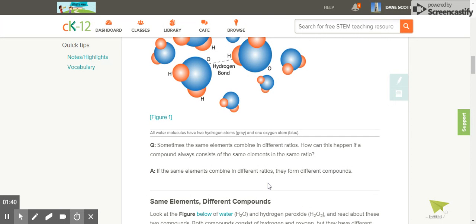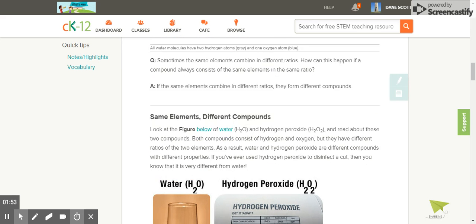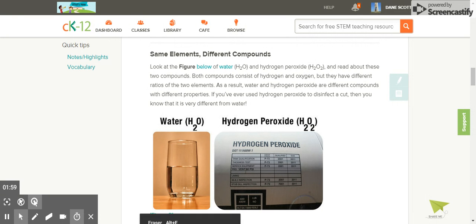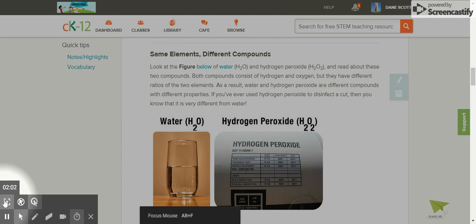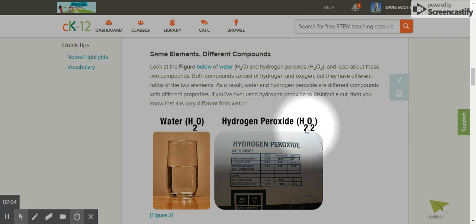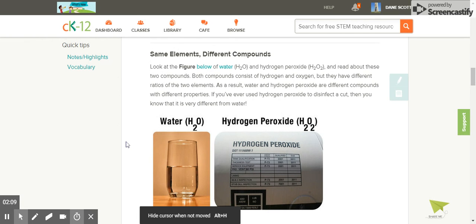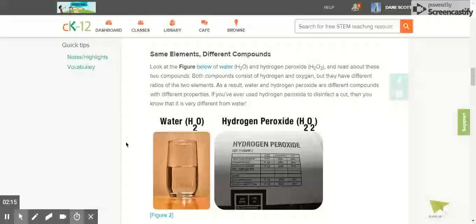Question: sometimes the same elements combine in different ratios. How can this happen if a compound always consists of the same elements in the same ratio? Answer: if the same elements combine in different ratios, they form different compounds. Same elements, different compounds. Look at the figure below of water, H2O, and hydrogen peroxide, H2O2, and read about these 2 compounds. Both compounds consist of hydrogen and oxygen, but they have different ratios of the 2 elements. As a result, water and hydrogen peroxide are different compounds with different properties.